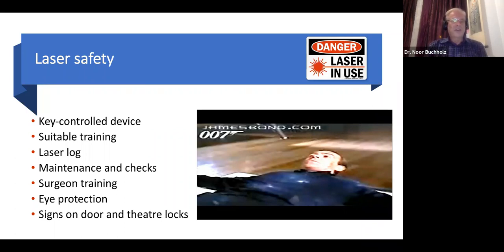It goes without saying that maintenance and checks must be regular. The surgeons should ideally be trained. You should wear eye protection, and there should be signs on the door and ideally automatic locks. So when the surgeon activates the laser, the doors are locked.